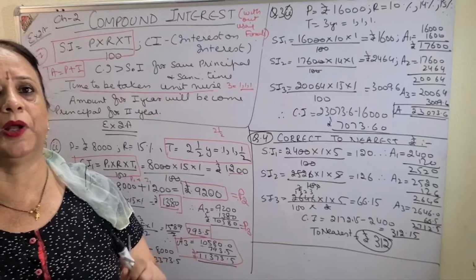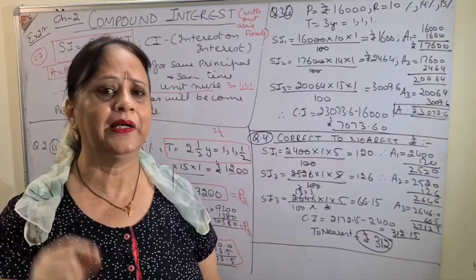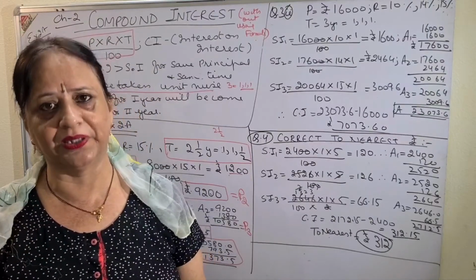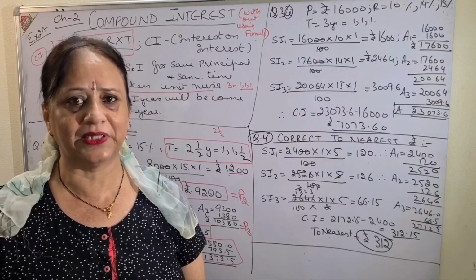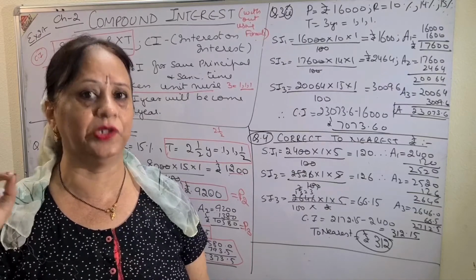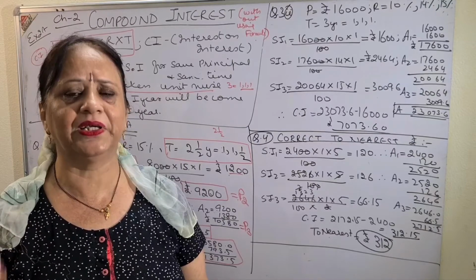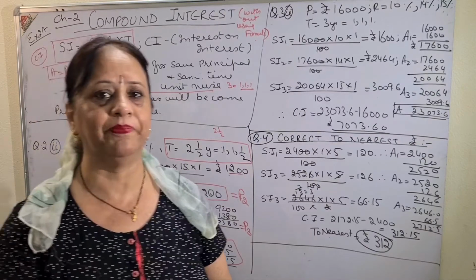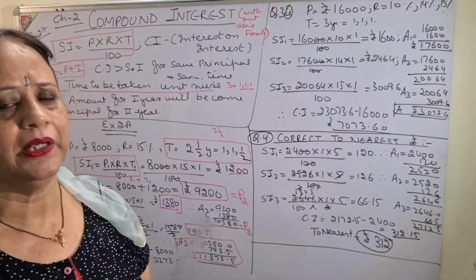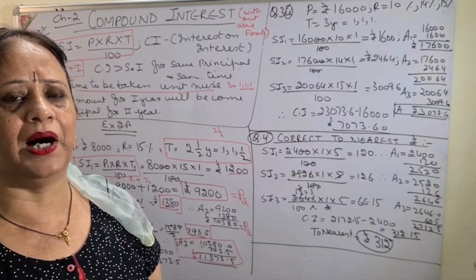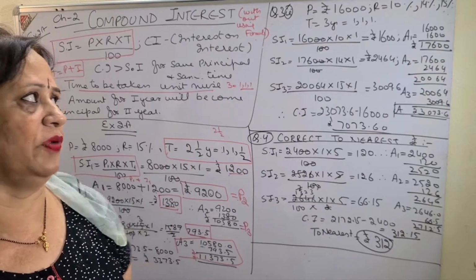We will use the formula of simple interest. The only thing is that whatever the amount for the first year will become the principal for the second year. Please remember this line, and time is to be taken unit-wise: in 3 years, 1, 1, 1; in 2.5 years, 1, 1, and so on. And this exercise is totally similar, with a little difference. Different questions I have discussed. I'll mark the main points, so be careful about it.